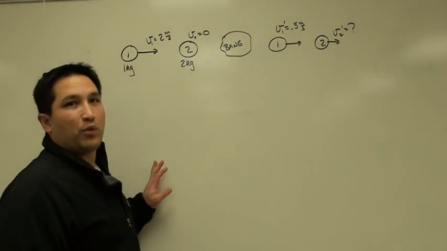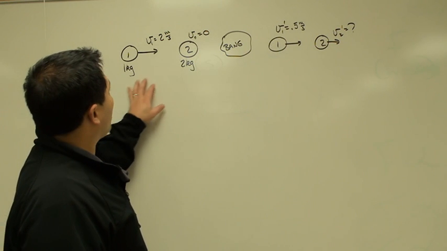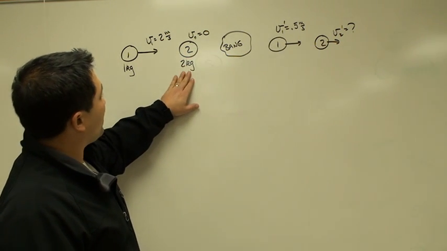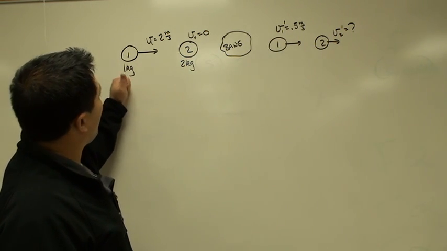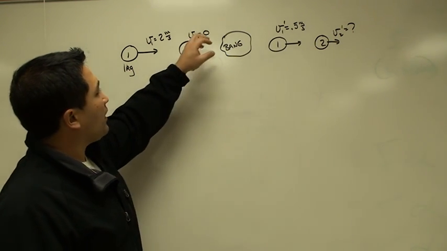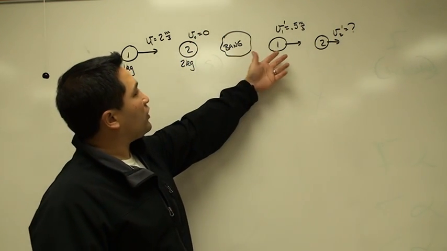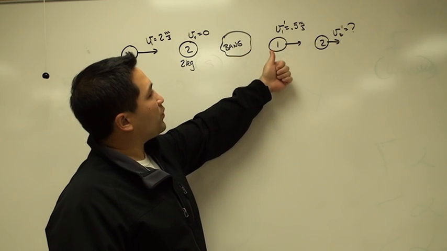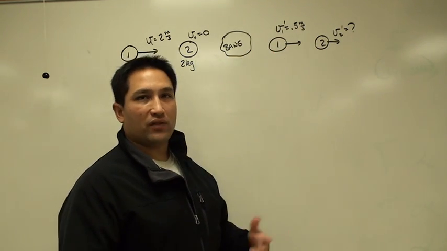So we want to do a conservation of momentum problem. Here's your problem. You have two objects. One of them happens to be at rest, mass is 2 kilograms, being hit by a 1 kilogram mass traveling at 2 meters per second. The collision happens, and then after the collision, one of the objects travels at 0.5 meters per second. We want to find the velocity of the second object.